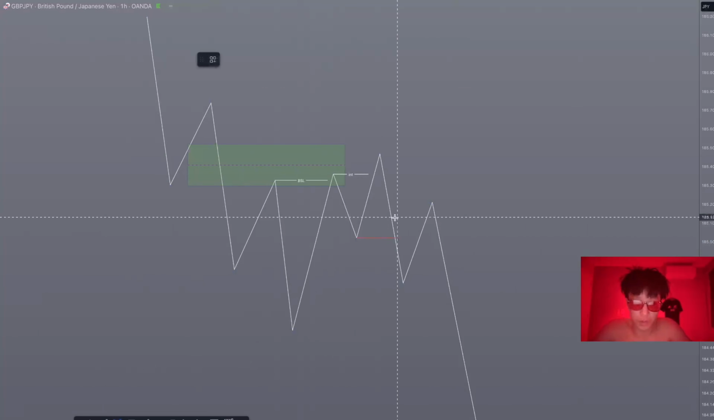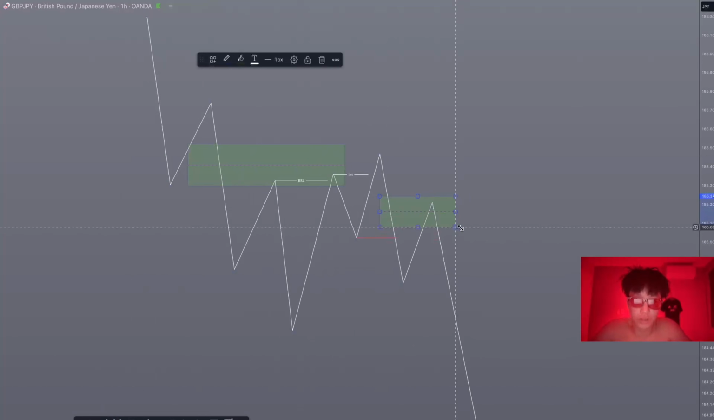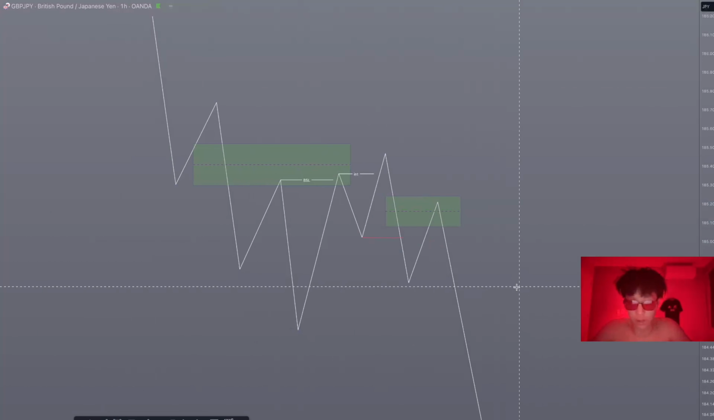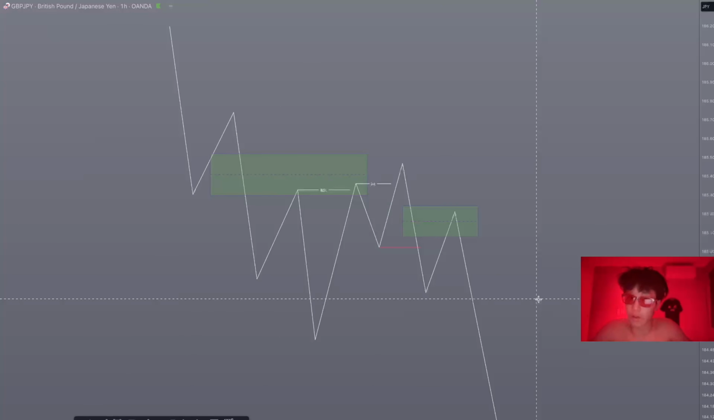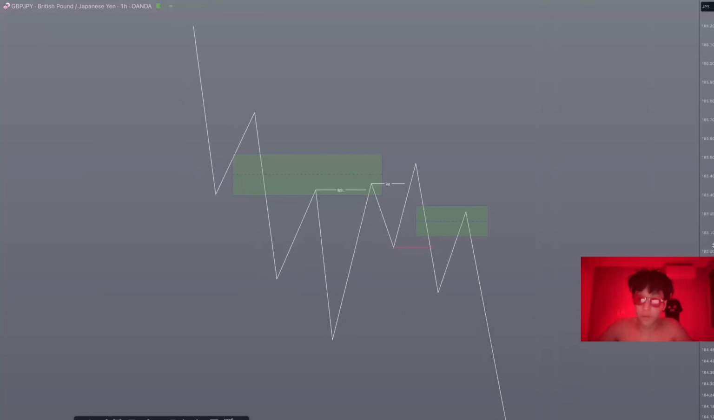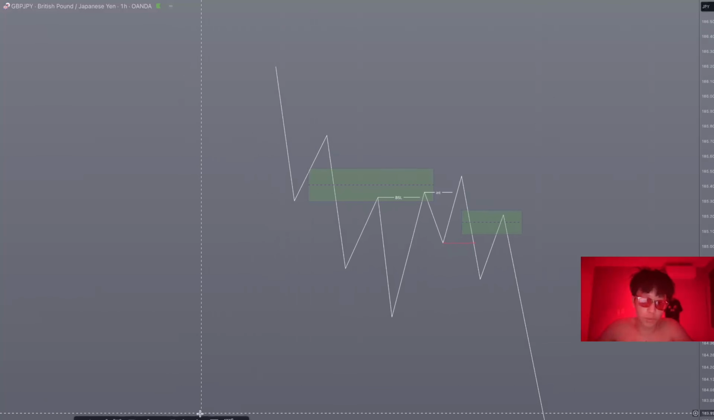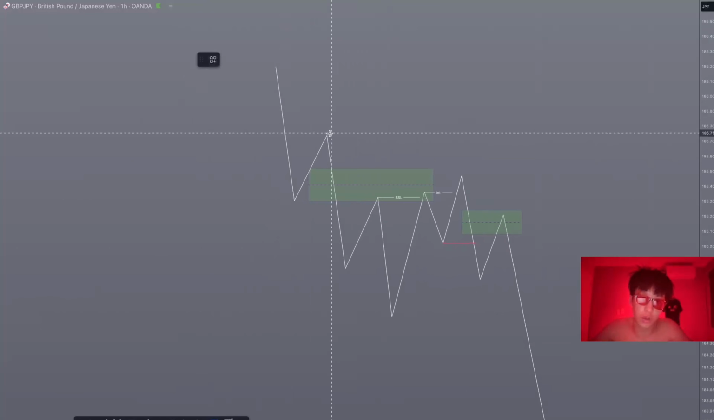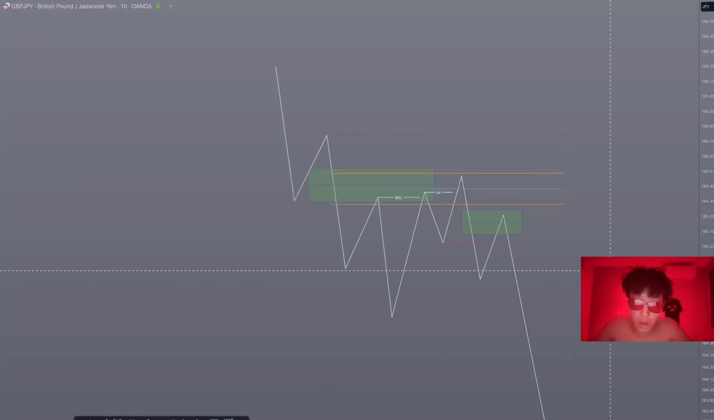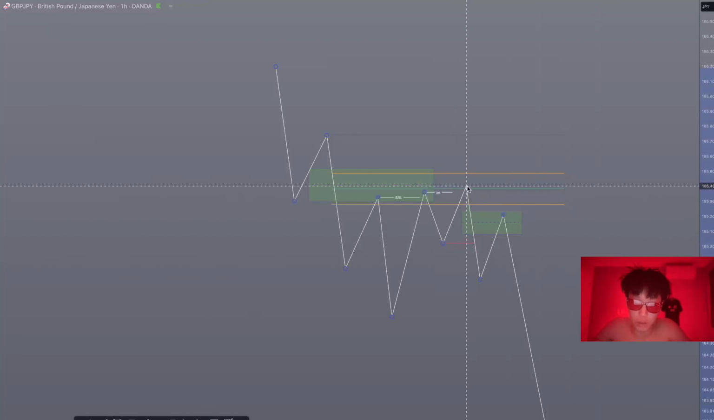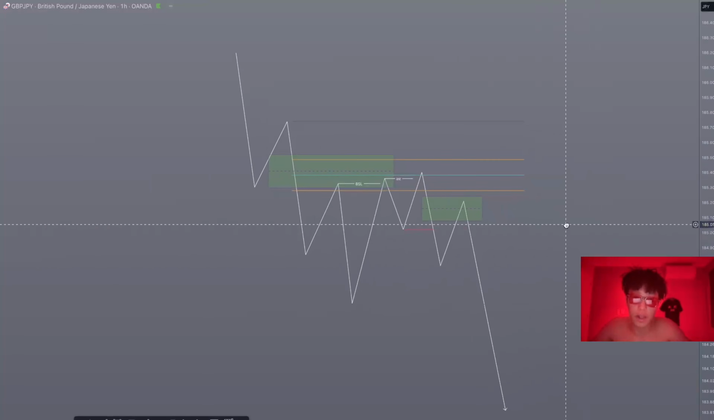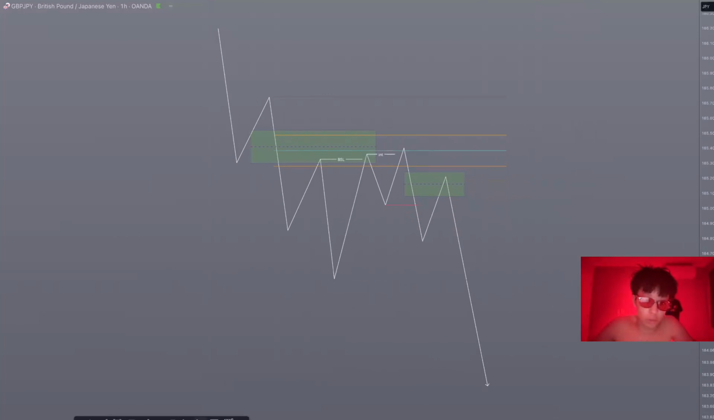And then we want to look for that fair value gap to enter on. And obviously that 5 minute break, 5 minute fair value gap, 1 minute break, 1 minute fair value gap. And then in terms of the optimal trading entry, you want to draw it from this swing high to this swing low. And as you can see, it clearly taps into it. And yeah, that's the bearish model.